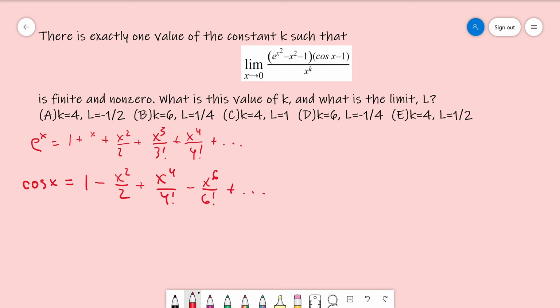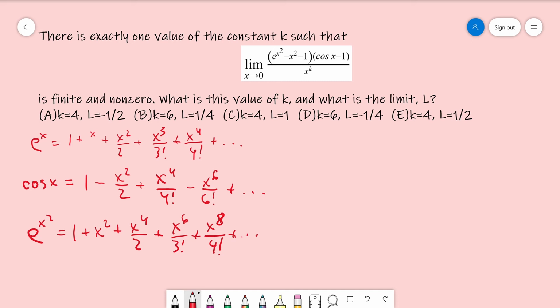So if we want the expansion of e to the x squared, we just have to plug in x squared everywhere here. So we'll get 1 plus x squared plus x squared squared, which is x to the 4th over 2, plus x squared cubed, which is x to the 6th over 3 factorial, plus x to the 8th over 4 factorial, dot dot dot.